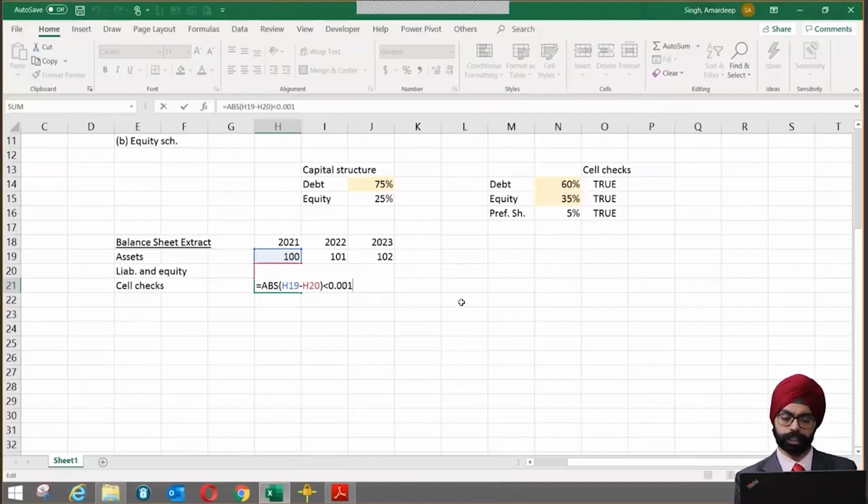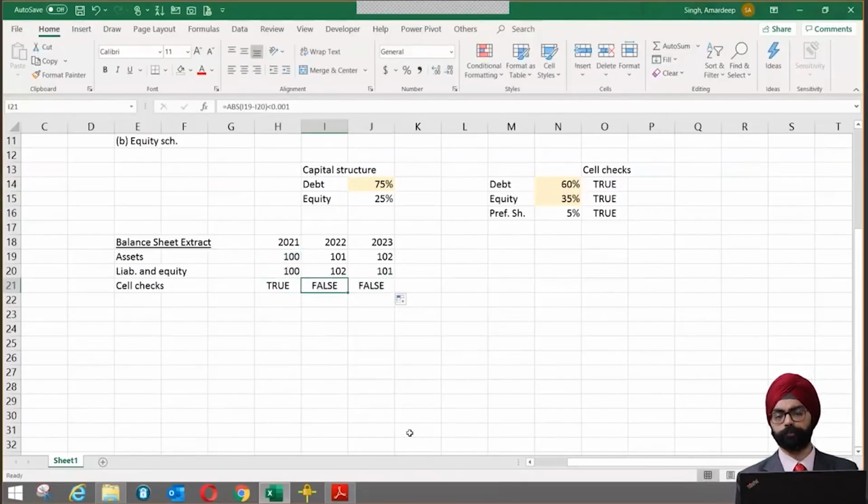Now, let me just replicate this formula on the right hand side. And what does it give us? It gives me false for the second year, false for the third year. So individual cell checks would give me true and false, and I'll be able to figure out which particular year number is having an issue. So I'll go back, rectify the issue for that particular year, and then I will see the true figure coming out here.